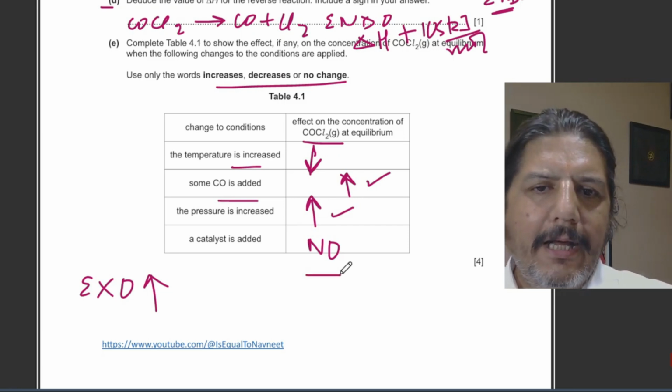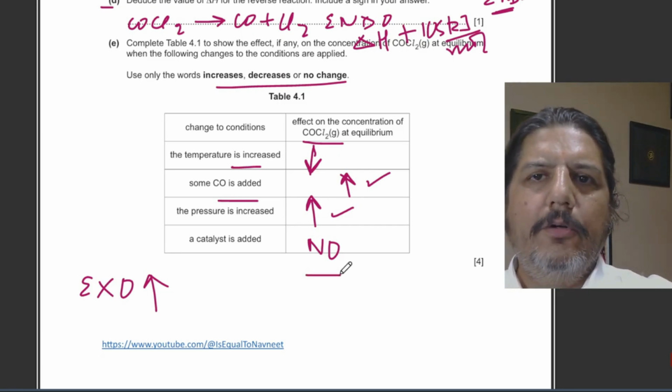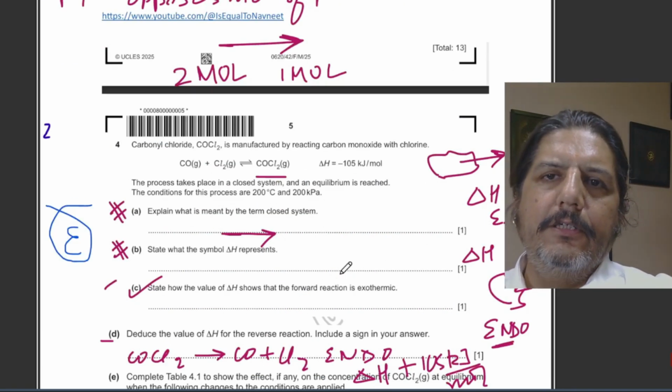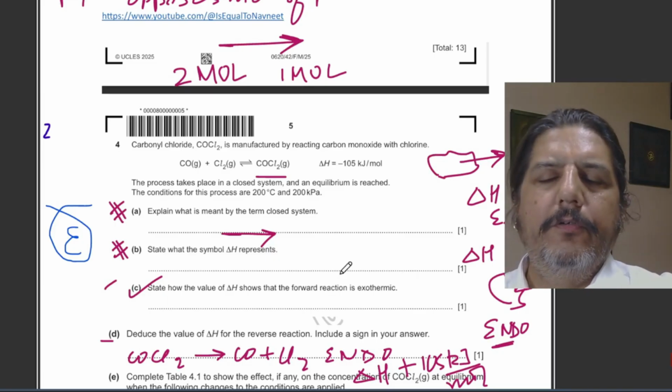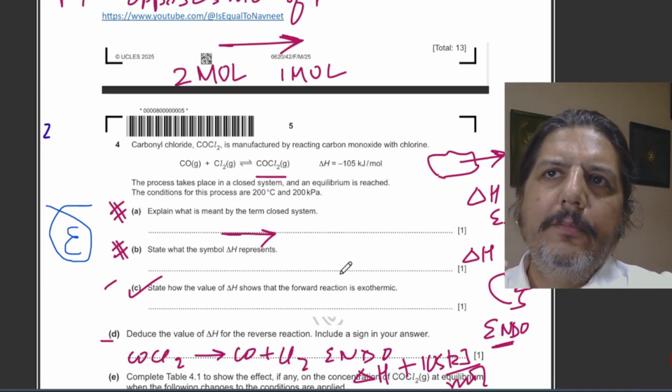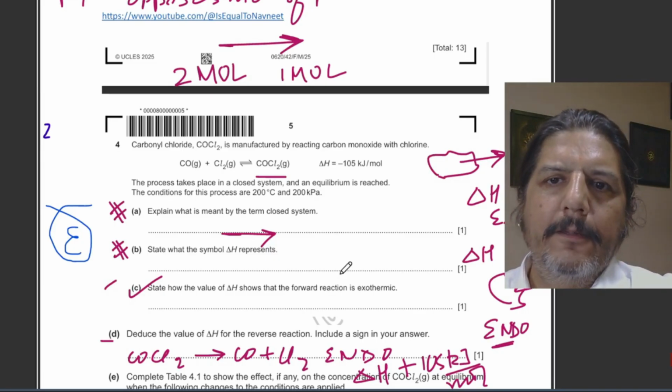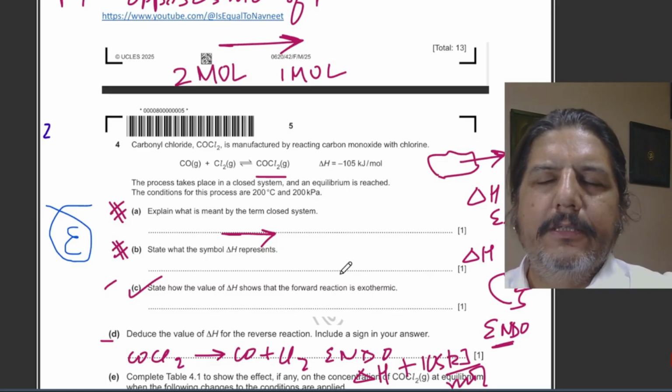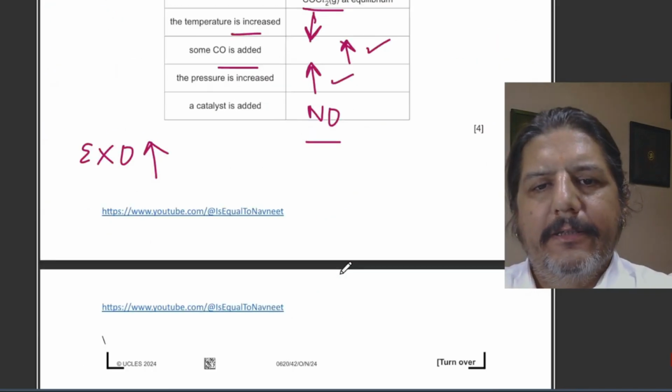Now, a catalyst has no effect on the concentration. It just has an effect on the rate of reaction. Always remember this. The equilibrium is reached quickly. That's it. No effect on the concentration of either the products or the reactants.